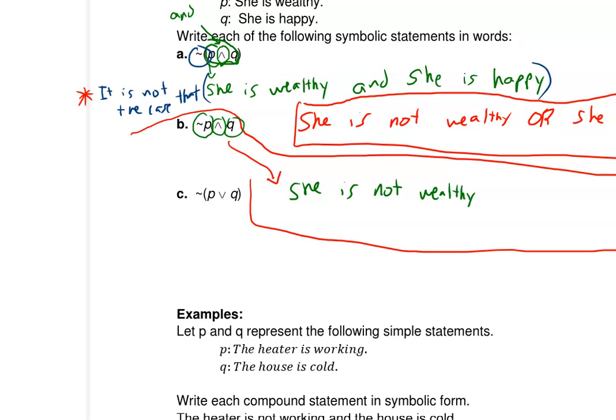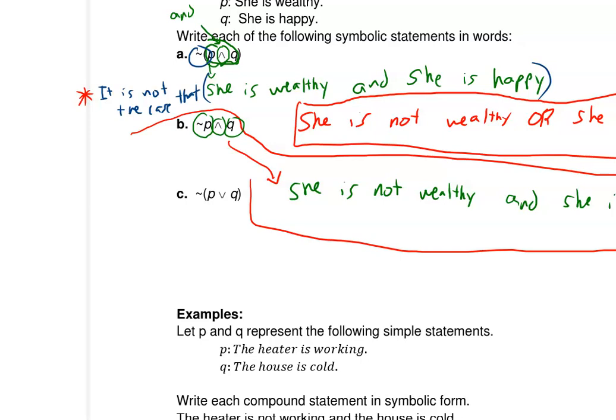And then and, right, because that's the and symbol, she is happy. All right. So she is not wealthy and she is happy. And there's no need to translate that any further. That's pretty plain language there. And there's really just no other way to write that. So that's it. That one translates pretty directly without any confusion.